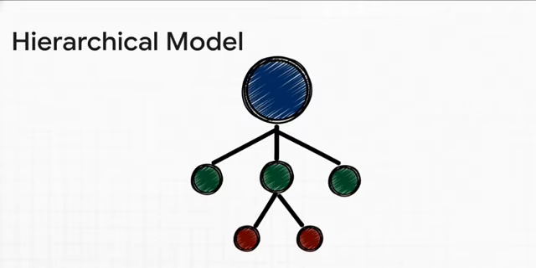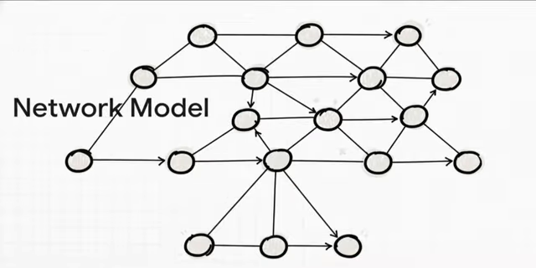One of the early models was the hierarchical model. Just picture a family tree or a company org chart. The data is organized in a strict top-down tree structure. And there's one really important rule here. Every child can only have one parent. That's it. No exceptions.